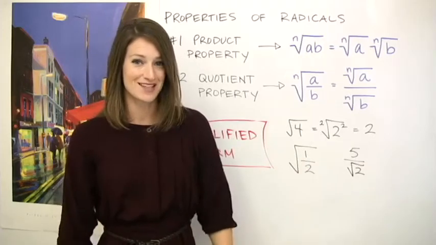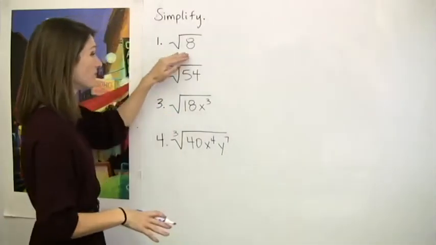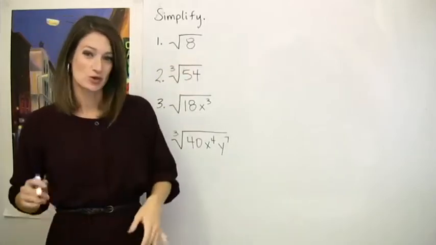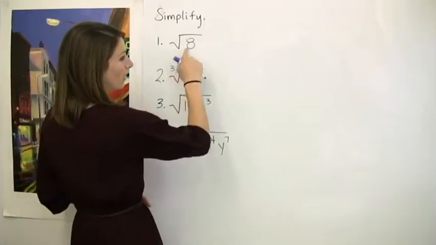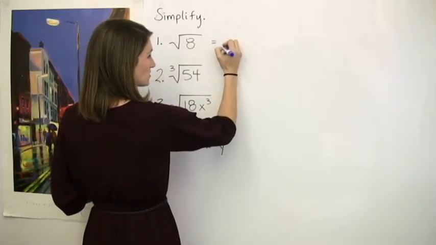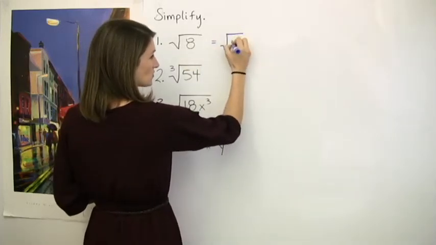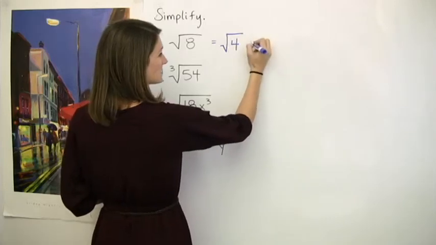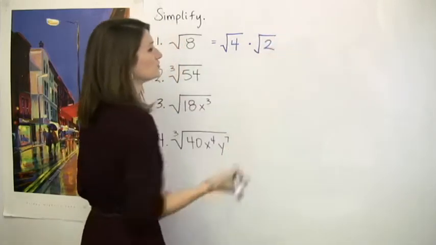So let's try a few examples. Okay, for our first problem, we're going to simplify the square root of 8. So using our product property for radicals, our first property, we can rewrite the square root of 8 as the square root of its factors. So we have the square root of 4 times 2 is 8, so the square root of 4 times the square root of 2.